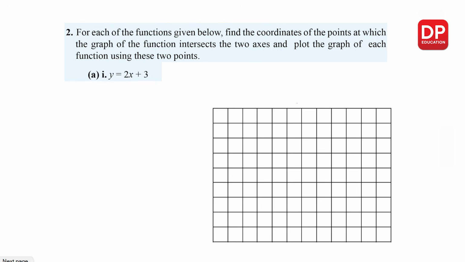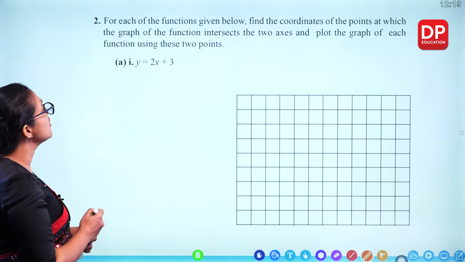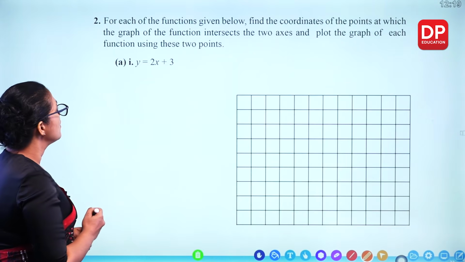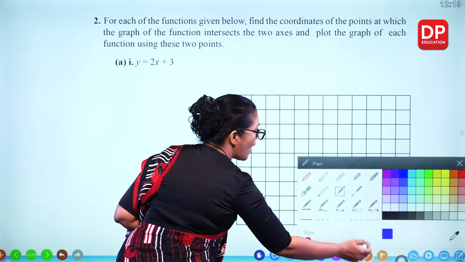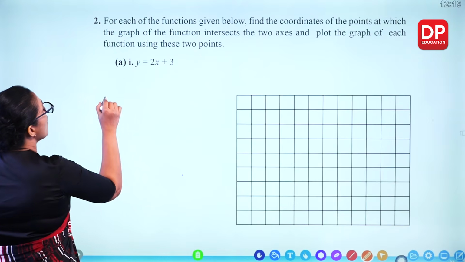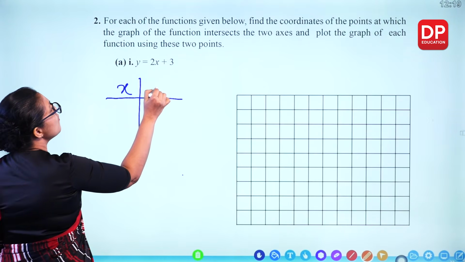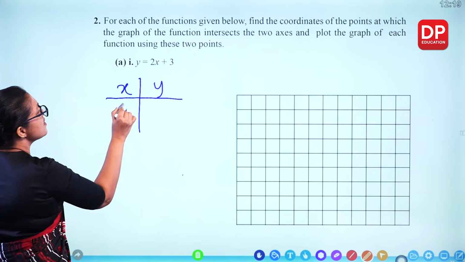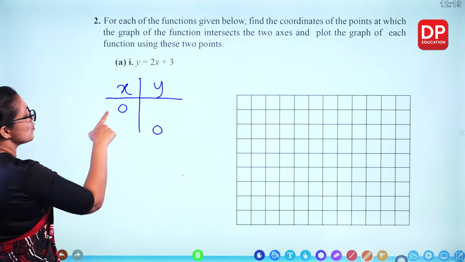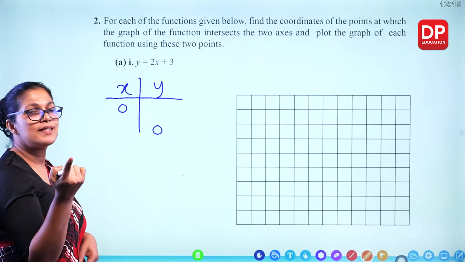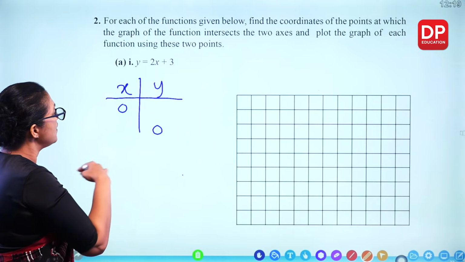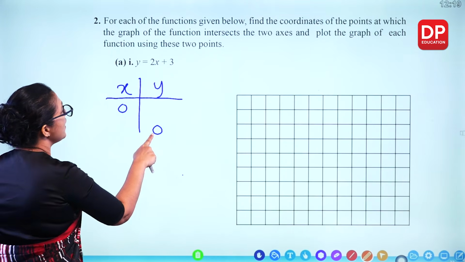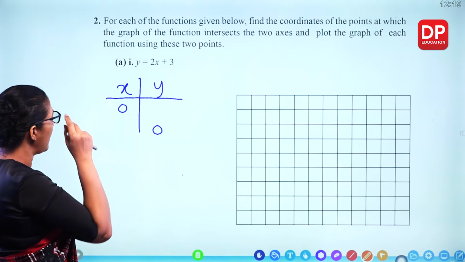Question number 2. For each of the functions given below, find the coordinates of the points at which the graph of the function intersects the two axes and plot the graph of each function using these 2 points. So they are asking the values of x and y when x equals 0 and y equals 0. When x equals 0, the y value is the y-intercept. The other intercept is the value of x when y equals 0.